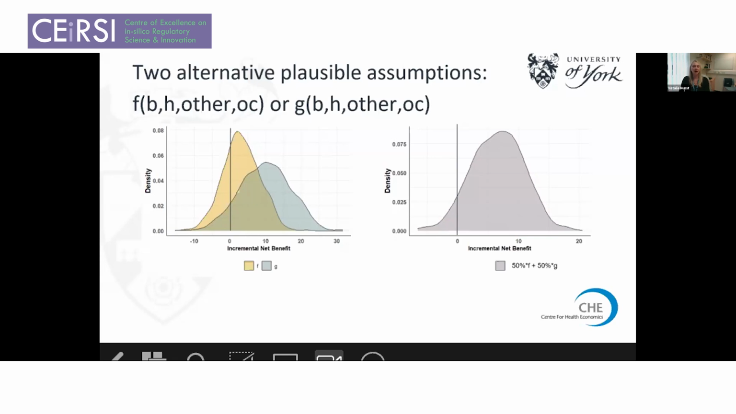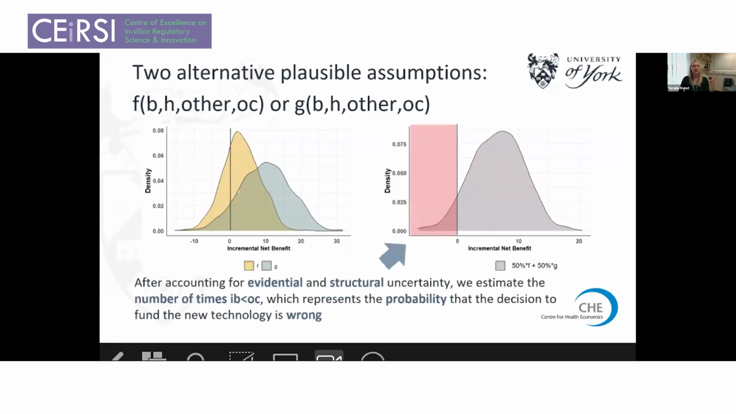And after we have accounted for both evidential and structural uncertainty, we estimate the number of times incremental benefits are lower than the opportunity cost in our distribution. That is, the incremental net benefit is negative. And this represents the probability that the decision to fund the new medical intervention is wrong.